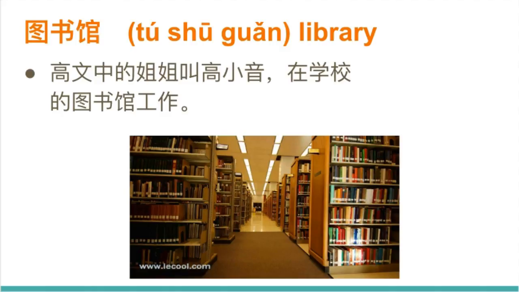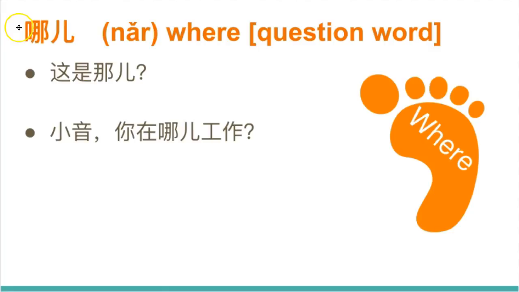Now that we know these different locations, 学校 and 图书馆, I might ask, well, where is it? 在哪儿? Right, this is the way to ask where in Chinese. Now, there are a couple different ways to say where. This is probably a very common and easy way to say it.